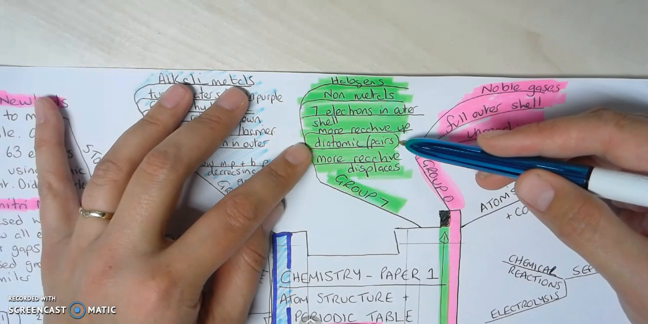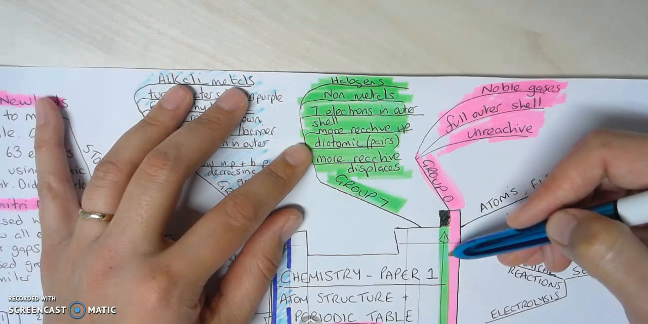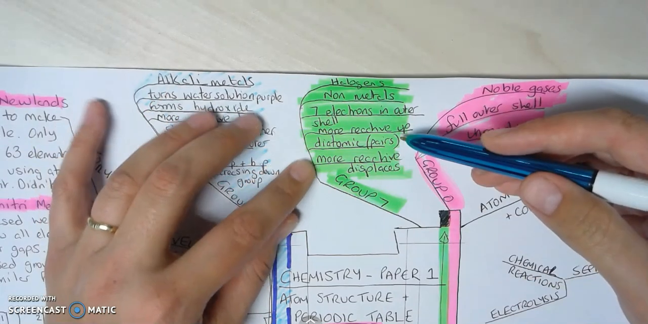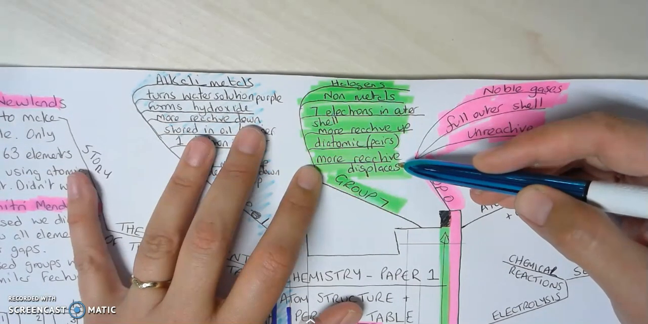They are diatomic. They travel round in pairs, so it'll always be F2, Cl2, I2. And like I say, the more reactive one will displace or push the other one out of the way. And we'll look at displacement reactions in a little bit more detail in a minute.